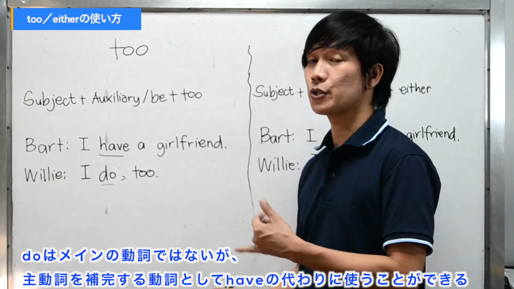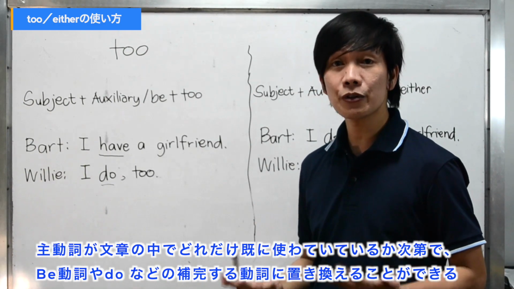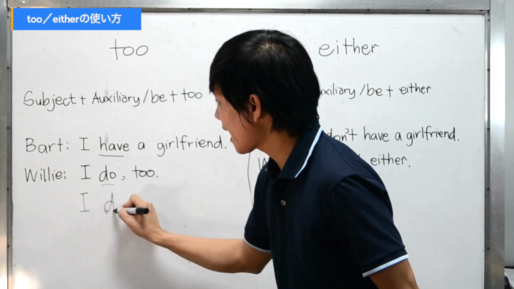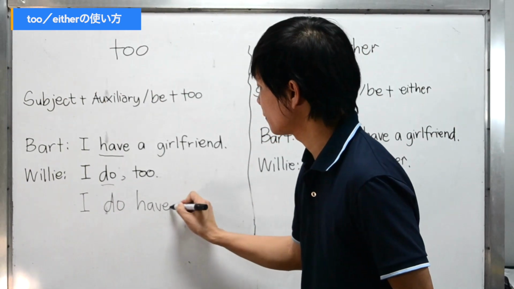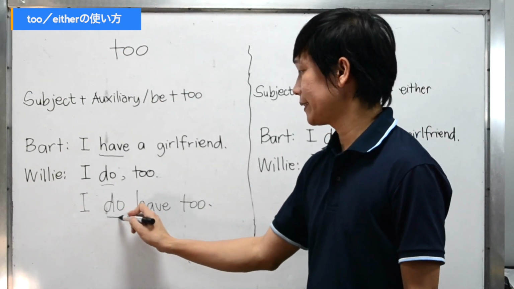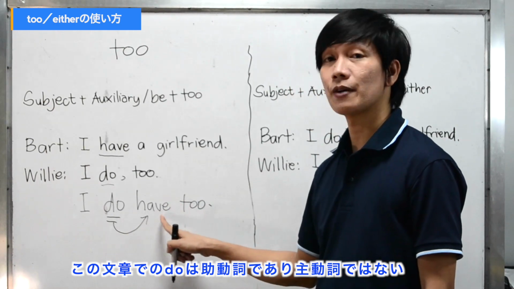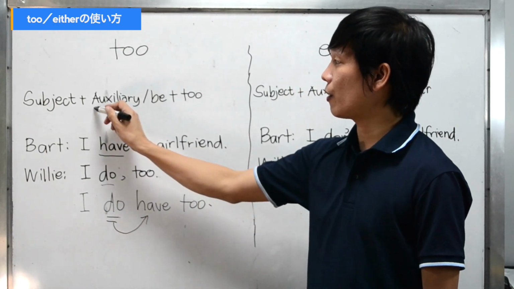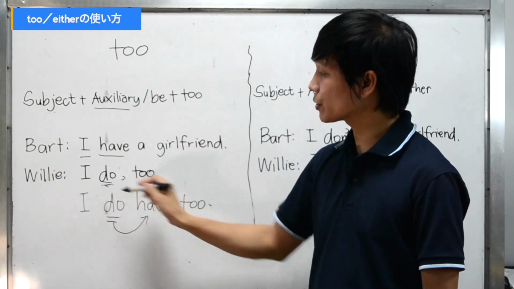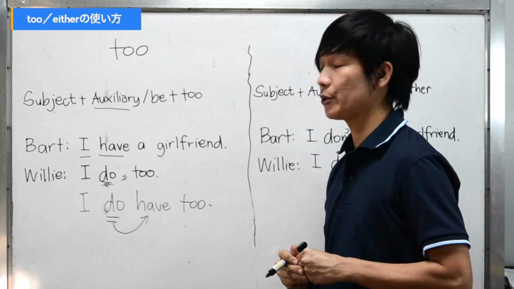So the verbs do and be can be used as auxiliary verbs depending on how they're used in the sentence. So you can also say I do have too, right? So the do here is not the main verb, just helping the main verb have. So we call this verb auxiliary. So subject, I, and then auxiliary do, plus too. I hope you understand that.